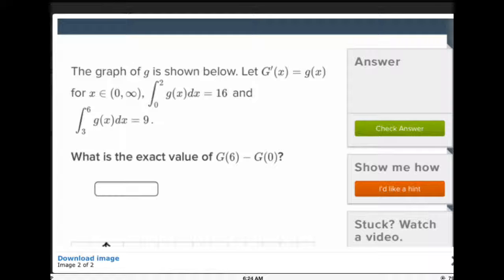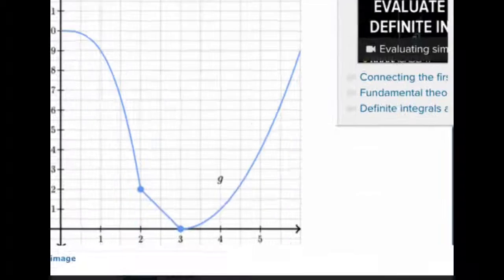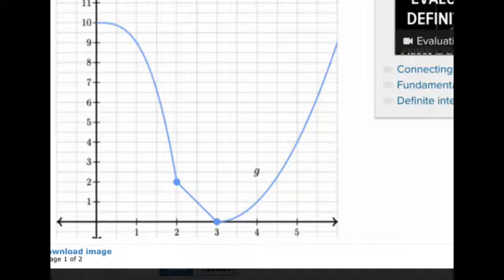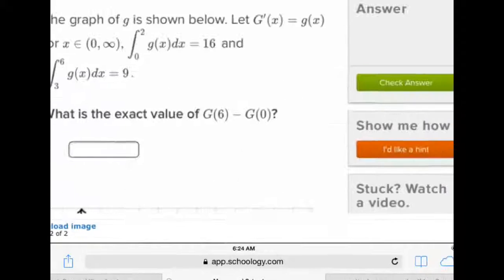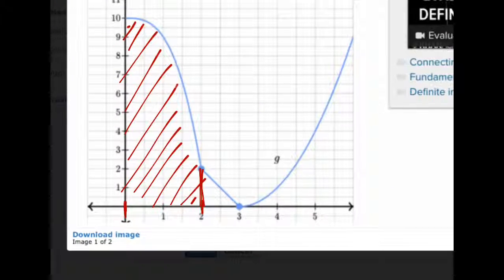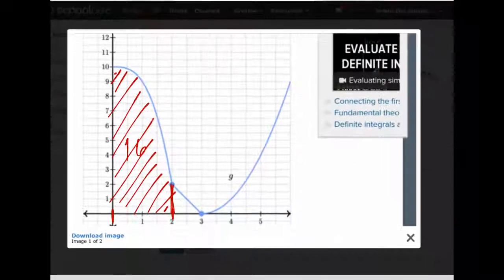it also tells you that the area, because remember the integral represents the area, from 0 to 2 underneath g of x is 16. What does that mean on the graph? The area from, I'll do it in red, from 0 to 2, so this area is equal to what? They said 16. So that area is 16.